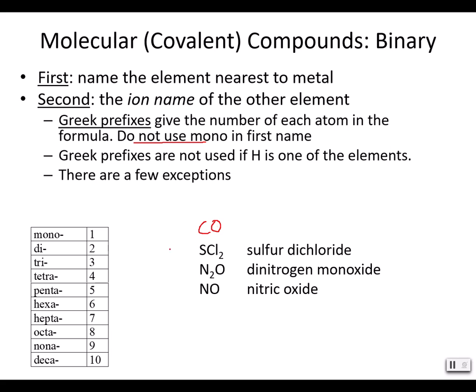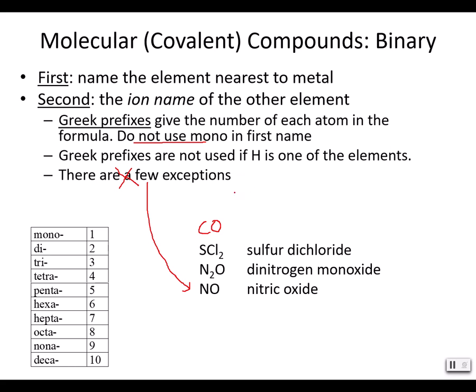Now there are a few exceptions where you do not use mono on the second. It's listed here. I am not going to be as concerned about that exception. NO can be nitric oxide or nitrogen monoxide. I'm not going to be so concerned about this. The two exceptions I want you to know with regards to naming molecular compounds is the fact that, A, if you have one of the first element, you don't use mono. Also, you don't use Greek prefixes if H is one of the elements.